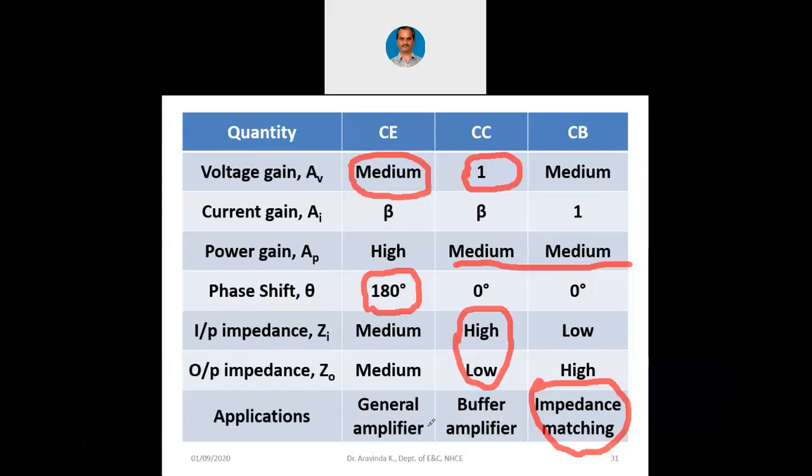And lastly, application: common emitter can be used as a general amplifier, whereas if at all we use only the common collector, then we can use it as a buffer amplifier. Buffer means what? It will give only the current gain, it will not give the voltage gain. In general, buffer means output and input will have the same voltage or same amplitude, but output will have a more driving capacity as far as current is concerned. That means the amplifier itself is going to supply current to the signal.